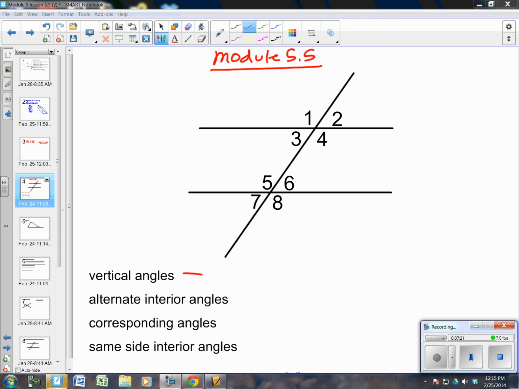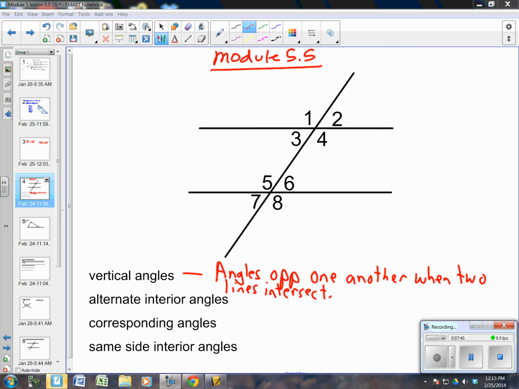Vertical angles. Okay? Angles opposite one another when 2 lines intersect. You guys, this line right here is called a transversal.